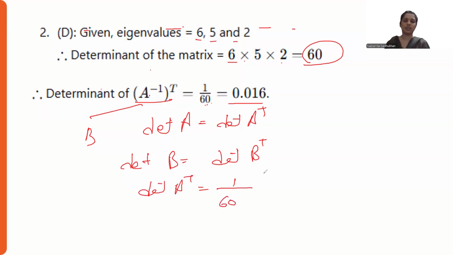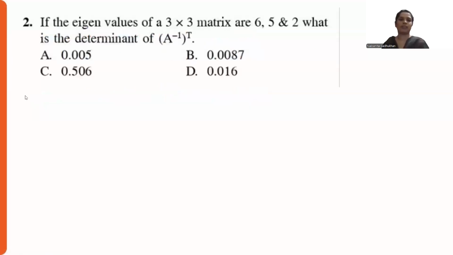Determinant of A inverse is 1 by 60, which is equal to 0.016, and that is going to be our determinant of B transpose, which is A inverse transpose, right? So from there, we can see that the required determinant that they're asking, that's a pretty easy problem. That is going to be our option D, right? Okay, now let's move to the next one.